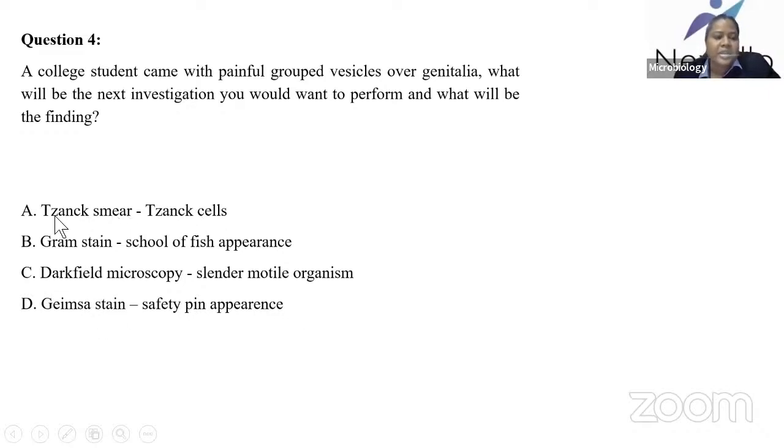So here option A is saying Tzanck smear showing Tzanck cells, that is nothing but the multinucleated giant cells. So it is a very typical finding for herpes simplex virus. So the answer here is option A, that is Tzanck smear showing the Tzanck cells. So moving to the next question.